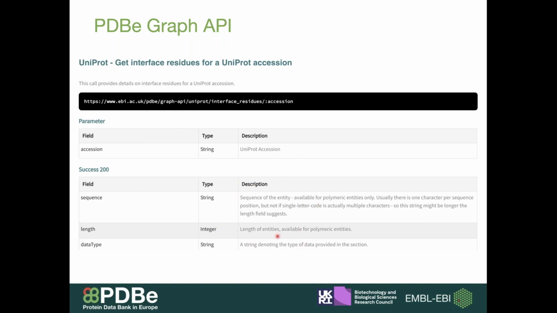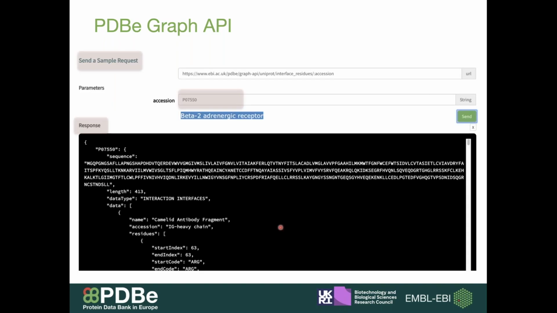in the response if you get a successful response. It also provides a way of sending a sample request and checking the response. You can enter your protein of interest in the text field and click on send. This makes an API call and the response will be rendered on the page. Now let's see some examples.